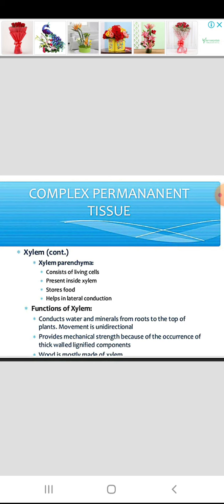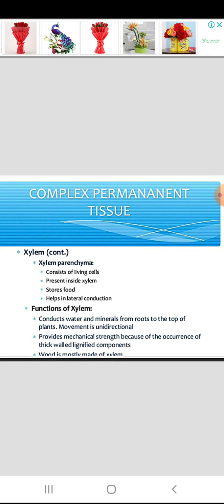Parenchyma are involved in lateral or radial conduction of water or sap. So they consist of living cells present inside xylem, store food, and help in lateral conduction. Now at last we will discuss the function of xylem.